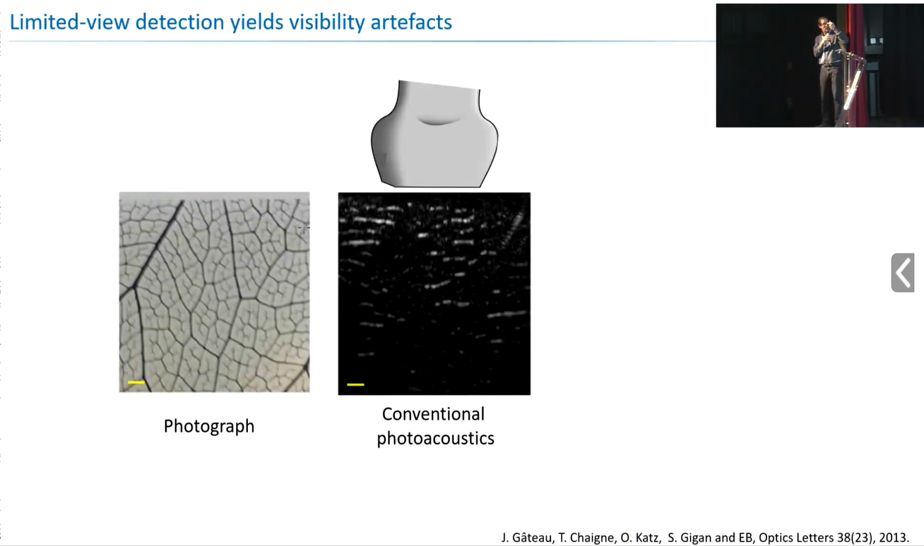This is a test experiment that we did about 10 years ago now. This is a leaf that has been dyed with black ink, so we can have a nice structure rather than beads. And this is the photoacoustic image of that leaf when you put an ultrasound array on the top, okay?